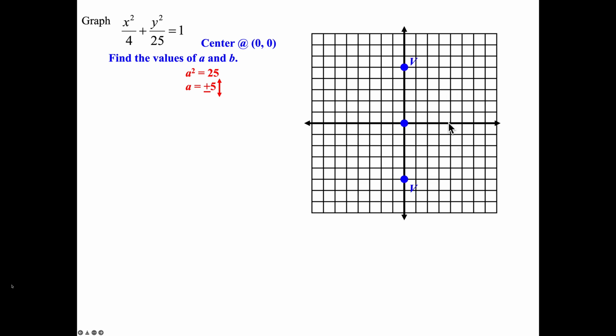There's my capital V's. 4 is underneath the x squared. We're counting left and right. The square root of 4, which is 2. We're going to have a skinnier ellipse here. That's fine.